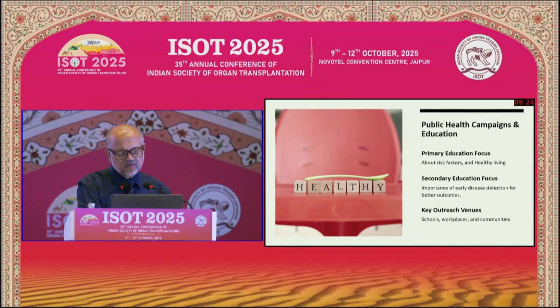So when you talk of the approaches to it, when you talk of public health campaigns and education, the primary focus has to be on risk factors and healthy living. The secondary focus, which is the prime focus today, that is early disease detection for better outcomes, that's important, but that has to be after the primordial prevention. And key outreach venues, we never map them. It has to be schools, workplaces, and communities. We have to start young. But our school canteens also sell unhealthy food, packaged food. So that is where we need to start from and aim at.